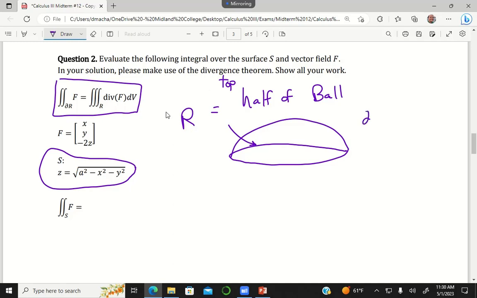Then the boundary of R would be both the surface that we're talking about here, this capital S surface, and it would also have to include the disk in the xy plane that would make up the bottom of the boundary of the top half of the ball.